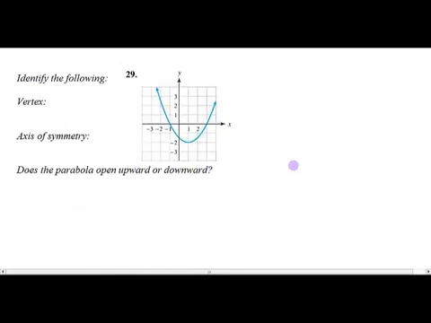Let's identify the following from the graph that's given. First, the vertex. Remember that the vertex is the lowest or the highest point on the parabola. It's the lowest point on the parabola if it's opening up, so that would be this point here. So we have the point 1, negative 2. The axis of symmetry is that vertical line that we could draw through the middle of that parabola, and its equation is x equals the x part of the vertex.